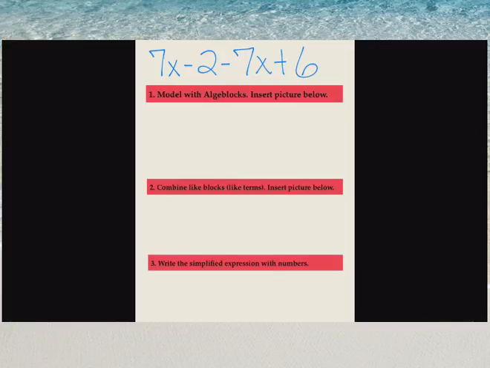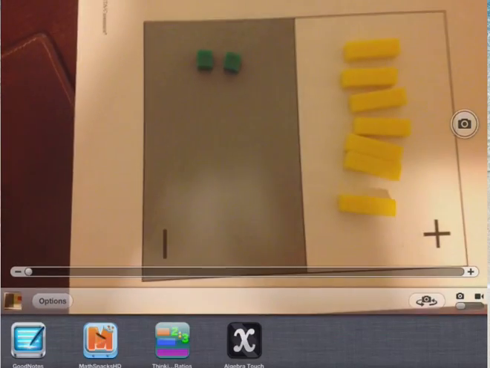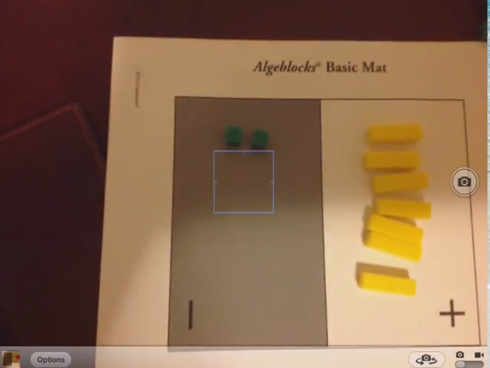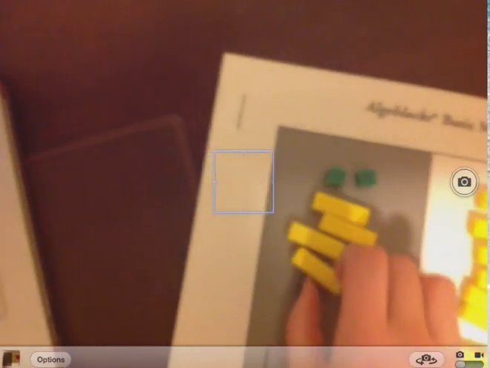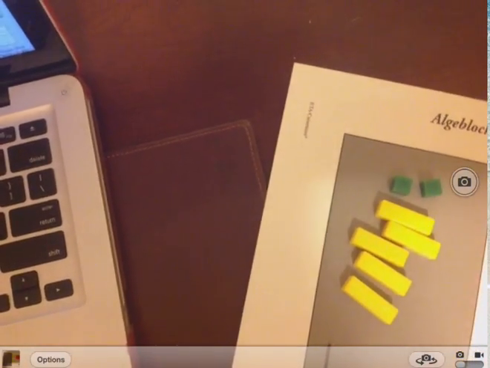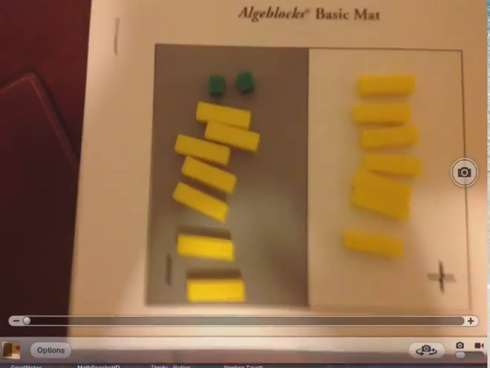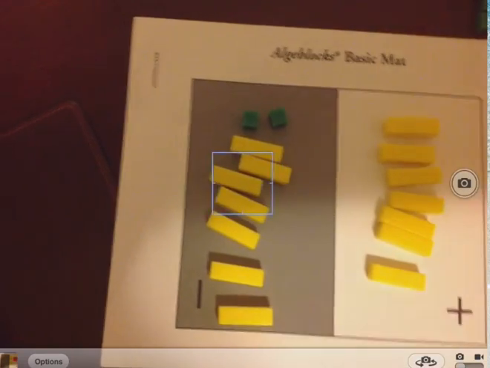Let's go back and check. Okay, negative 2, that's minus 2. Okay, 2 greens on the negative side. Then we've got negative 7x. So 1, 2, 3, 4, 5, 6, 7 x's on the negative side. And last part is plus positive 6. Okay? 1, 2, 3, 4, 5, 6.